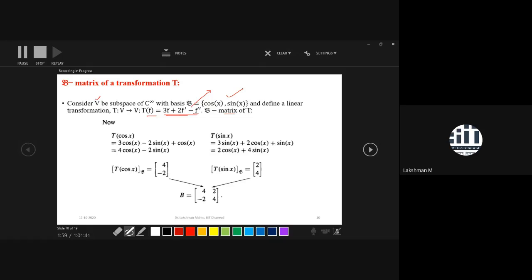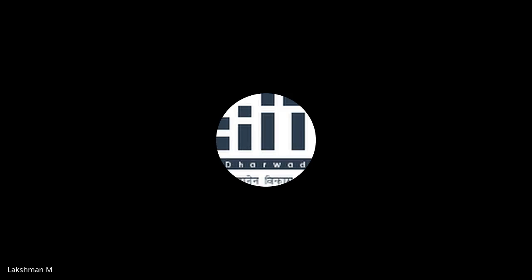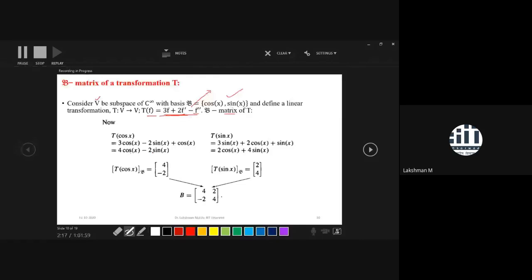So what do we have to do? We don't have to go for a general element from V. We will just find the image of the basis elements. So what is the image of cos x? The first basis element is cos x. So for the image of cos x, apply this formula, and you will come across that the image of cos x is 4 times cos x minus 2 times sin x. So this is the image of cos x.